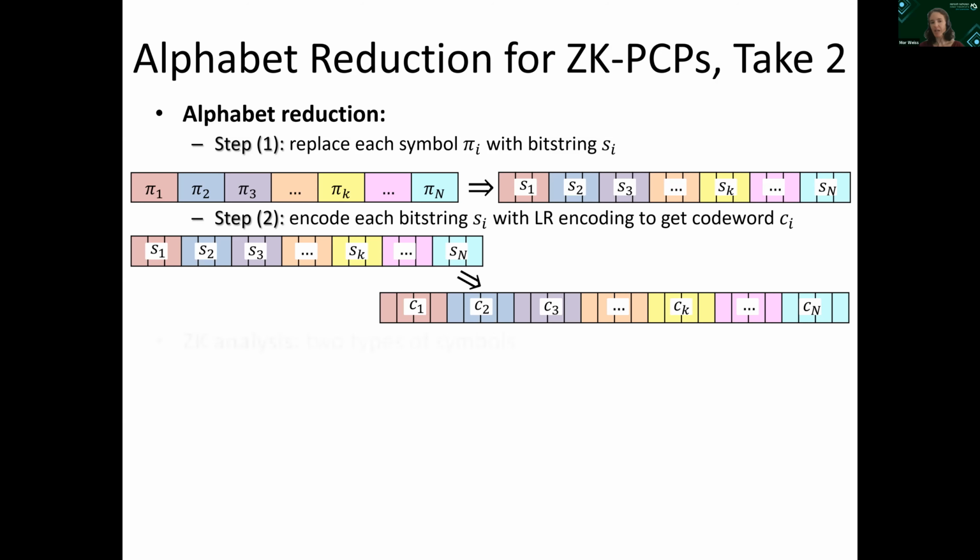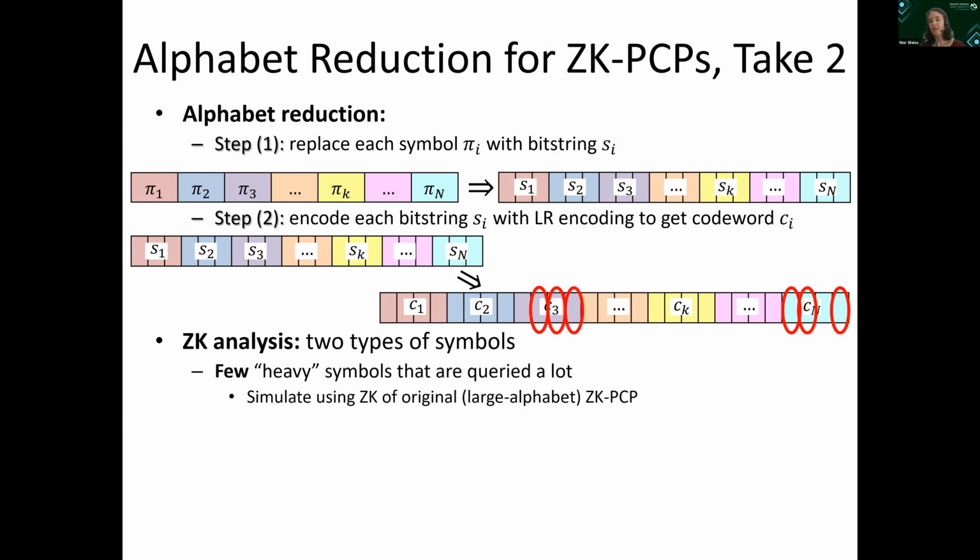And now let's see how this helps with a zero knowledge simulation. When we need to simulate the answers to the queries of the malicious verifier, there are 2 types of symbols. There are symbols that are queried a lot, and we call these symbols heavy. And notice that there can't be too many of these because the malicious verifier is still restricted to making not too many queries to the proof. So because there are only few of these large symbols, we can use the zero knowledge of the underlying system to simulate these symbols. And then we can just honestly generate an encoding of these symbols and answer any leakage queries to them.